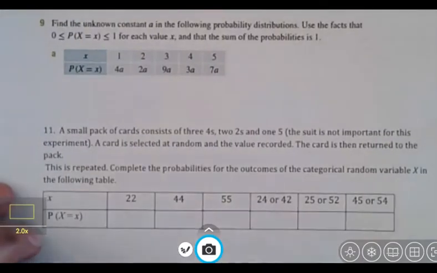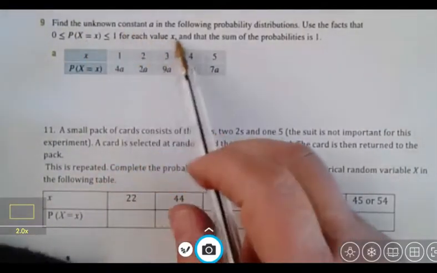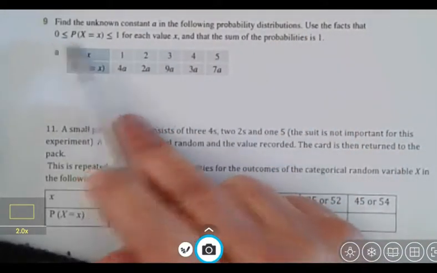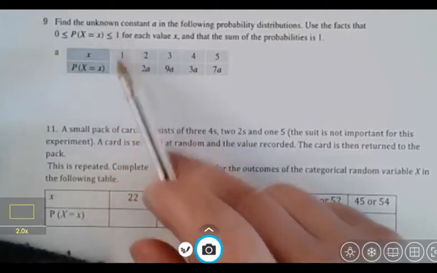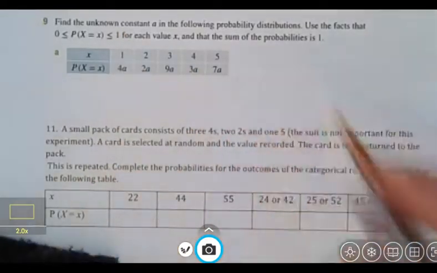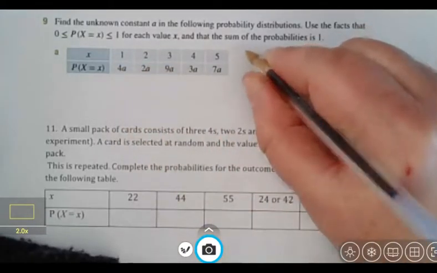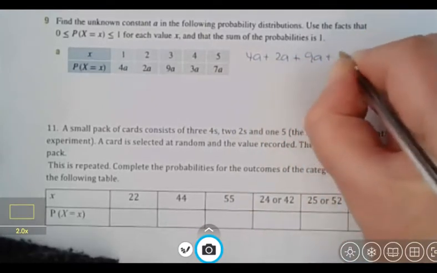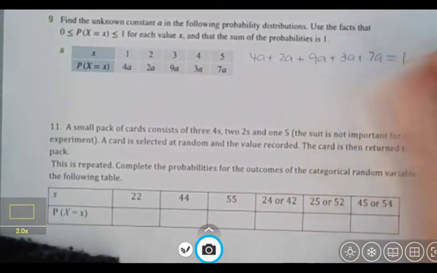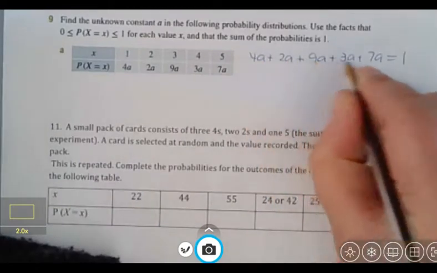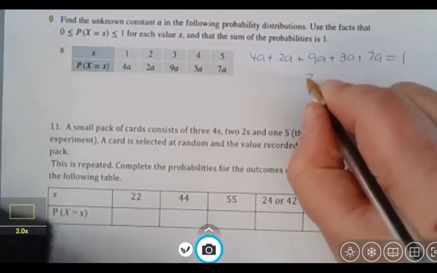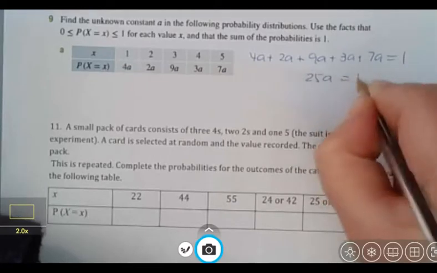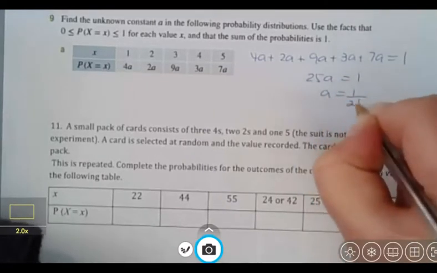Now just a few other questions. It says find the unknown constant A in the following probability distribution. Use the fact that all the probabilities are between 0 and 1 and that the sum of probabilities equals 1. So we know that the sum of all probabilities equals 1. So we can do 4a plus 2a plus 9a plus 3a plus 7a is 1. That's the sum of our probabilities. So that's 25a equals 1, therefore a is 1 over 25.